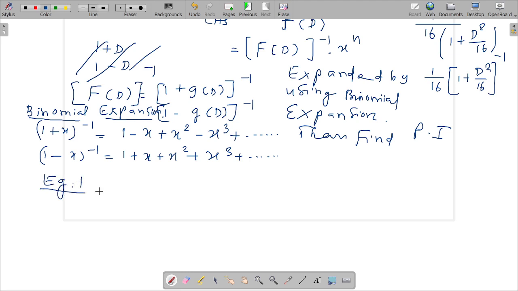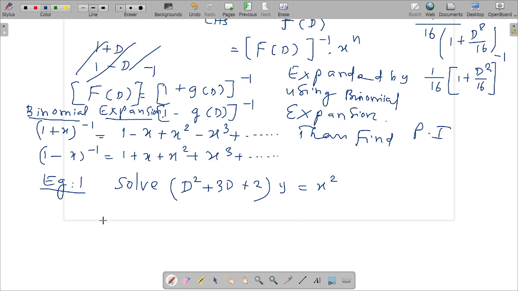See, for example, example 1. Solve (D square plus 3D plus 2) y equal to x square. This is the problem.